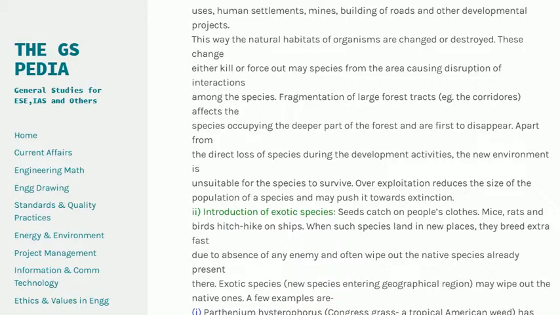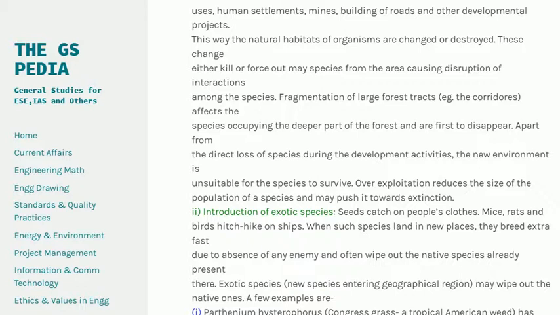Fragmentation of large forest tracts, for example. The corridors affect the species occupying the deeper part of the forest, and they are the first to disappear. Apart from the direct loss of species during the development activities, the new environment is unsuitable for the species to survive. Overexploitation reduces the size of the population of a species and may push it towards extinction.